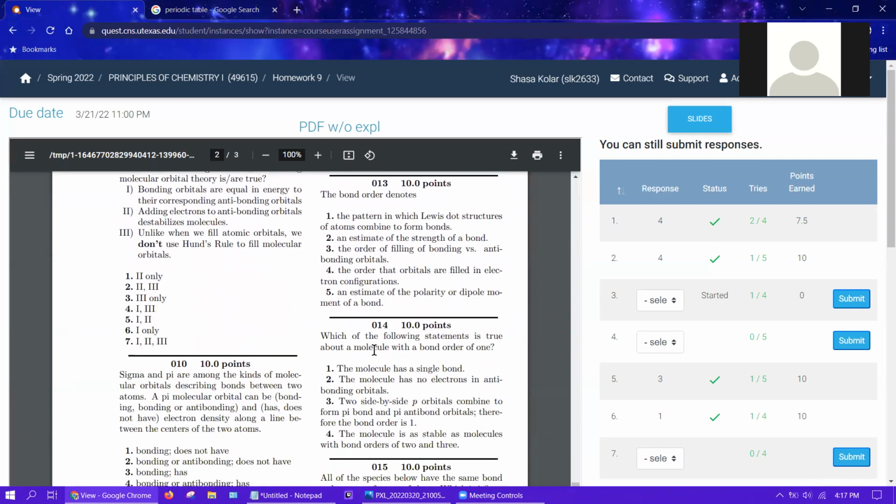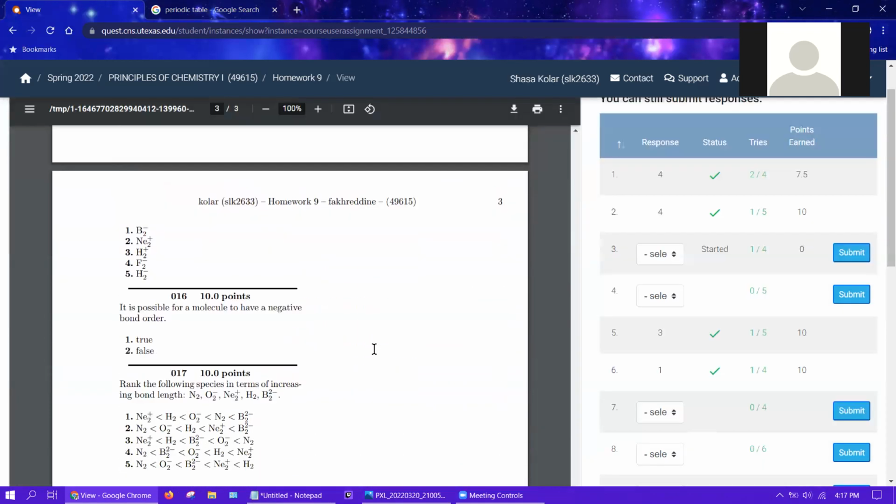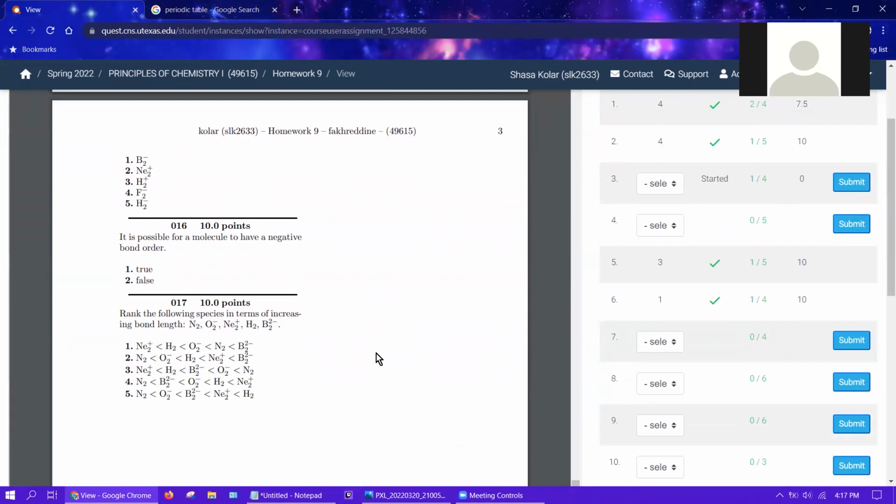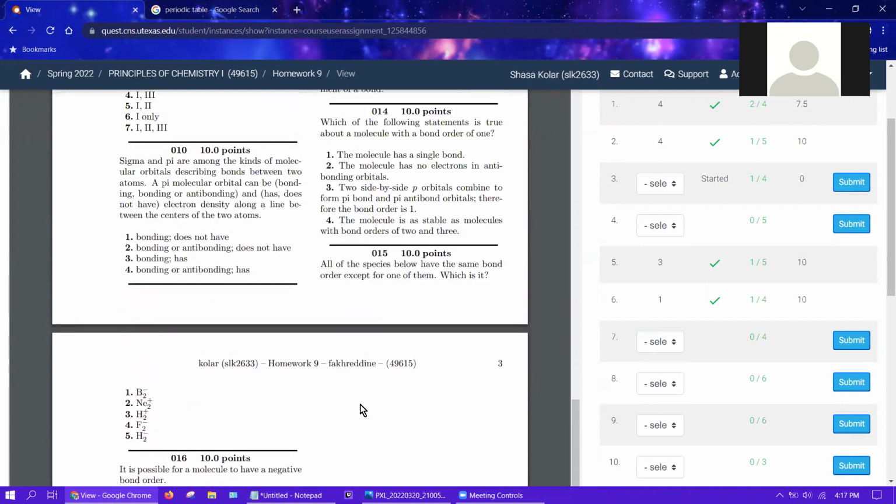Okay. I'm still doing the homework, because I just noticed it today. Looks like some of these are actually going to be a little bit difficult.